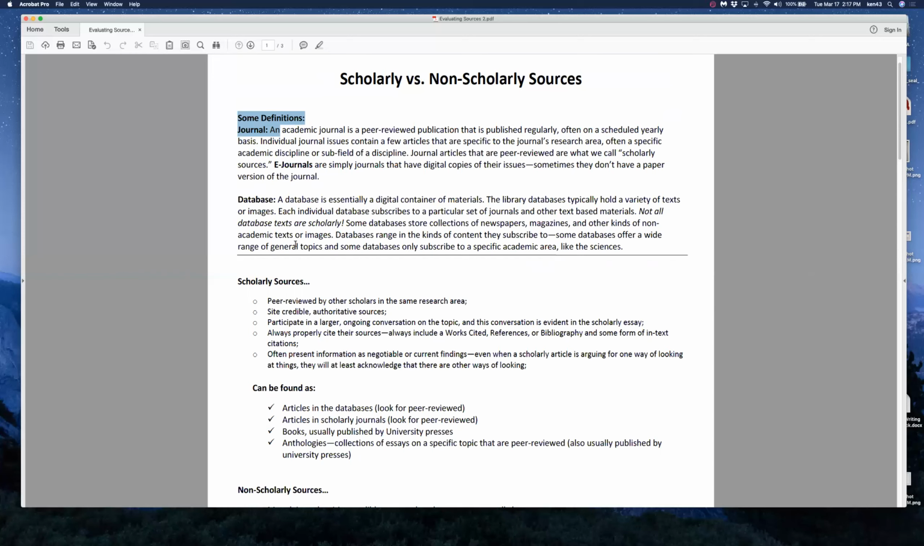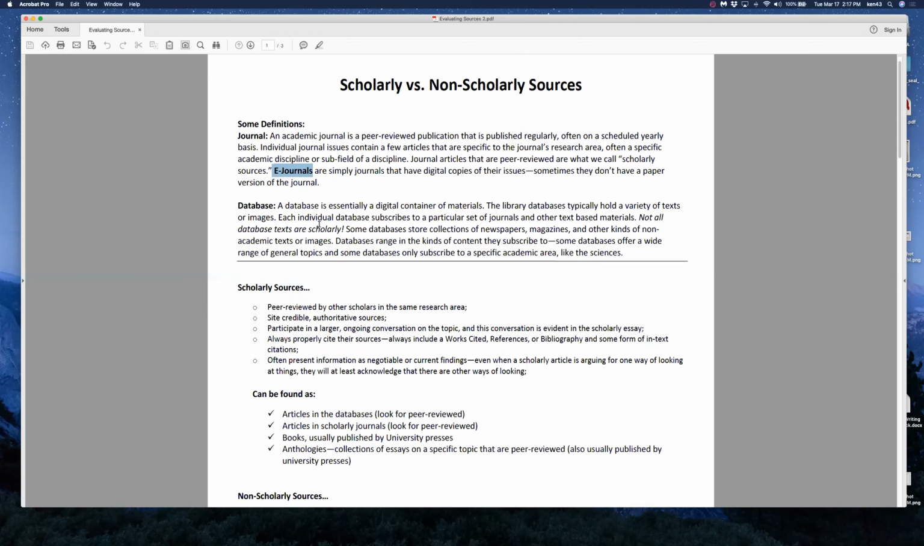And then e-journals, we'll often see libraries use this term. It just means that that journal has a digital copy that's available online. Most journals today are some form of electronic journal. And this other term, this is essential for navigating a library.